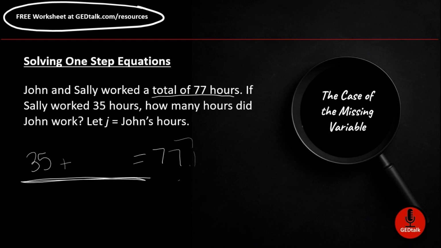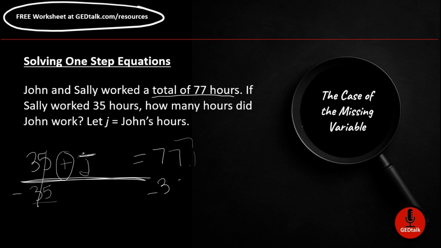That's going to be addition, because I want to see what is 35, that's Sally's, plus John's, which is going to be J. But 35 plus J equals 77 will help me figure out what J equals. The question asks, how many hours did John work? In order to get the J by itself, doing the opposite of this operation, which is addition, I'm going to subtract 35 on the left, and that'll cancel it out.